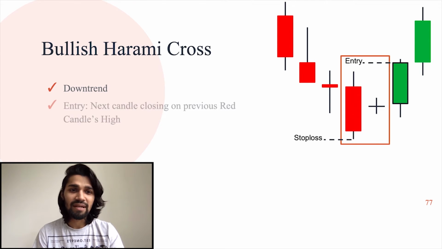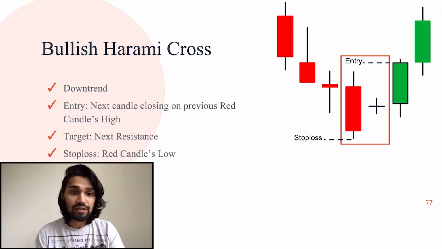The entry should be a green candle that closes above the high of the big red candle. Your target would be your next resistance, and your stop loss would be the low of the red candle.